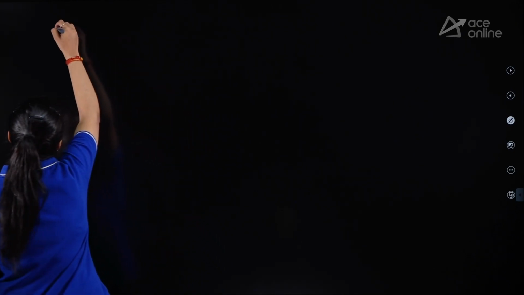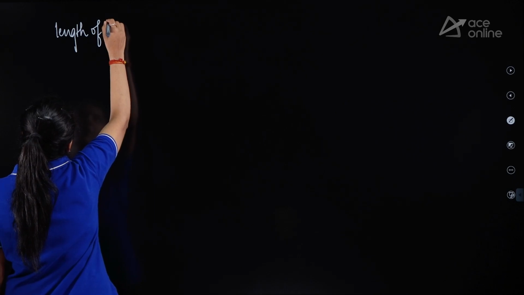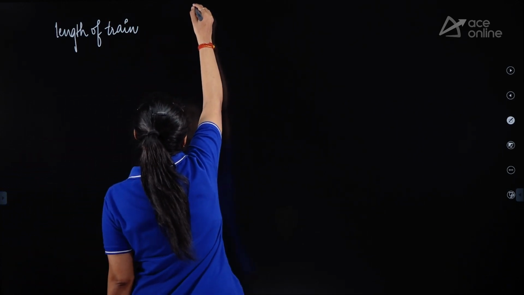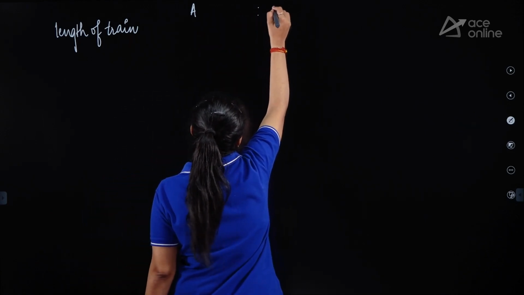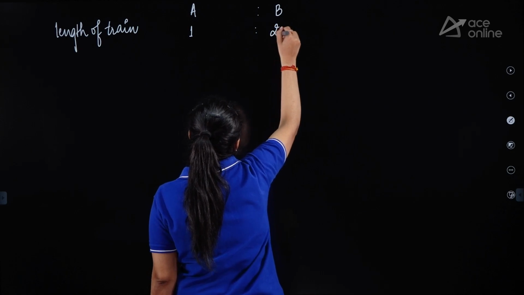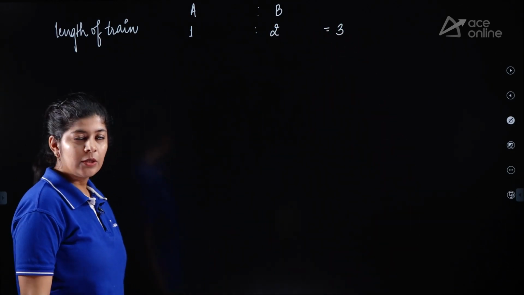So here the length ratio of the trains is given in the format of, if I take this A and B over here, 1:2. So we can say that in the combined format they have a length equal to 3.